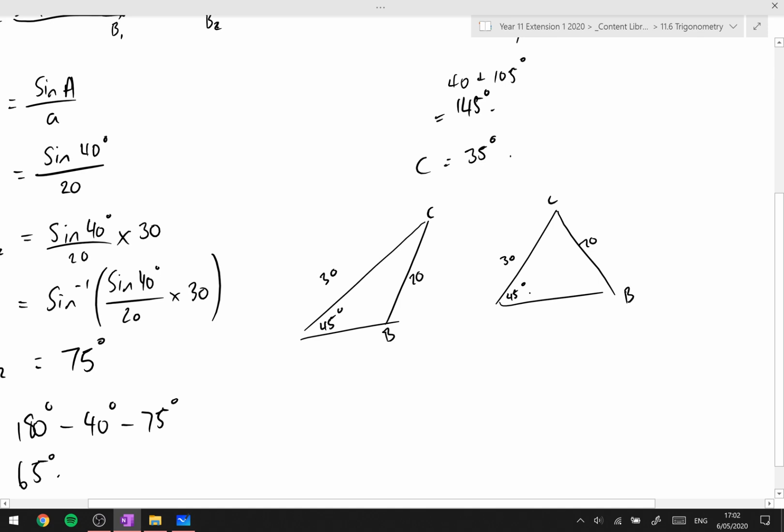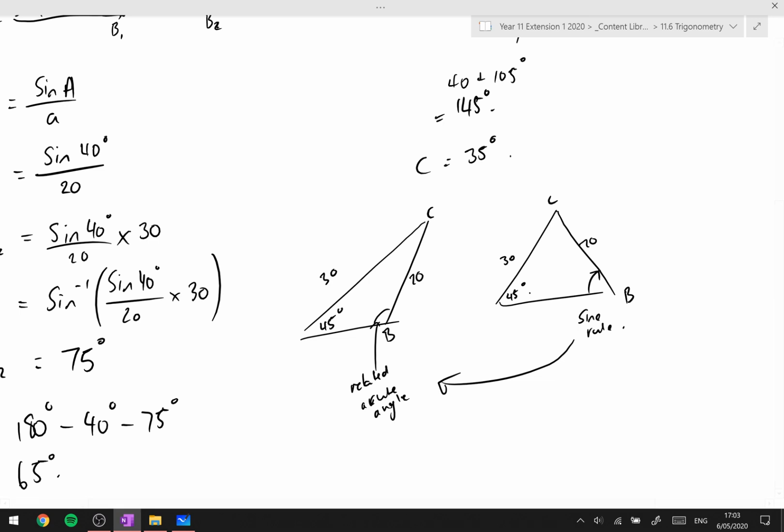To find B, we use the acute angle first. So this is a summary, basically. We find the acute angle first by doing the sine rule. And then we find this one by using the related acute angle from that one here. So: sine rule, related acute angle, and then C you just do by 180 minus the other two. So that's been the sine rule ambiguous cases.